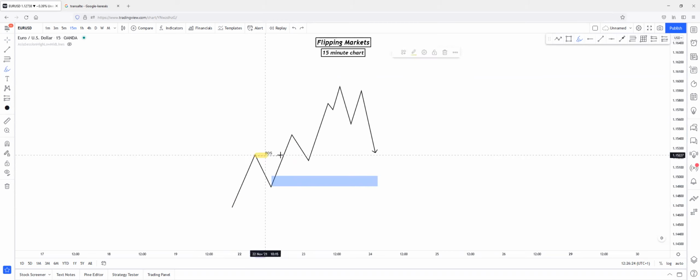But let's say this created inefficiency. As you can see, this broke structure to the upside, so it will be a valid demand zone. The third criteria will be that it has to create or collect liquidity, but we'll talk about that later. Okay, we have the first demand zone right here.